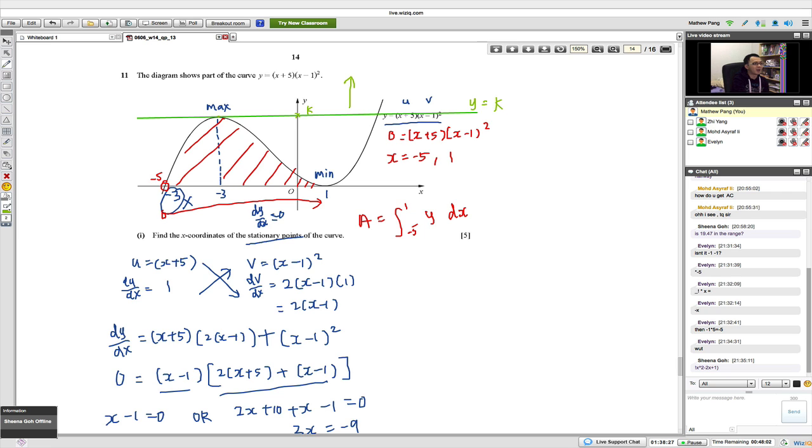So I substitute -3 into this equation. y will equal negative 3 plus 5, and then negative 3 minus 1 square. I have a square here. So y basically is 2 multiple 16. y equals to 32. That means the maximum here, k equal to 32. So in order to get one real solution, k needs to be bigger than 32.